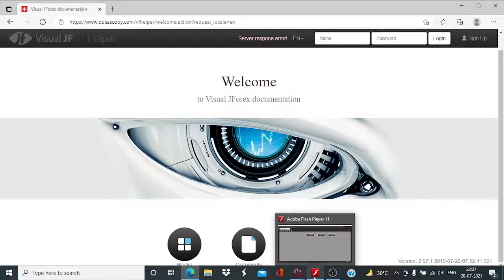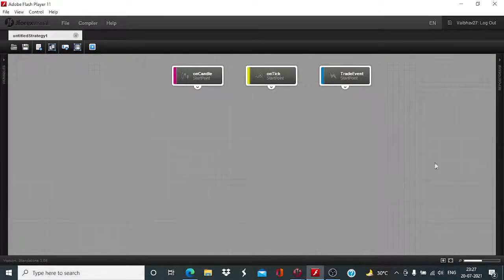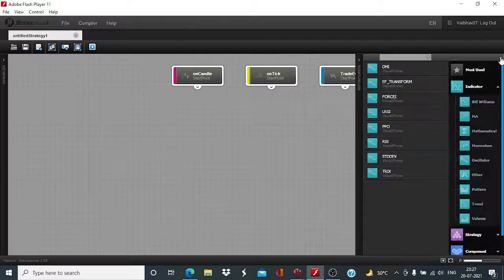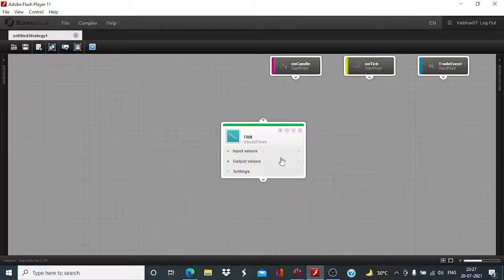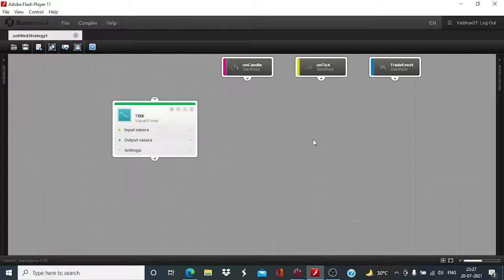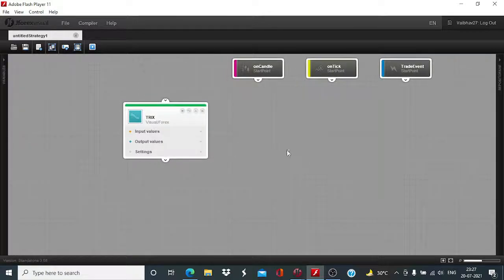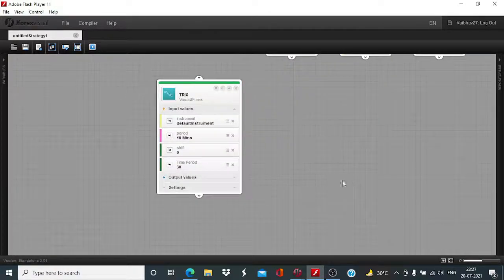So now let us go to the Visual JForex board, which has been developed by the Dukascopy Bank SA. You will find this indicator amongst the oscillators, just below standard deviation. In the last session, we had used the standard deviation. Now today it's the turn of TRIX.